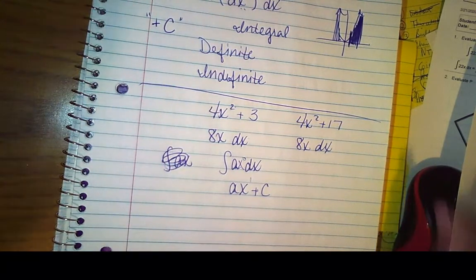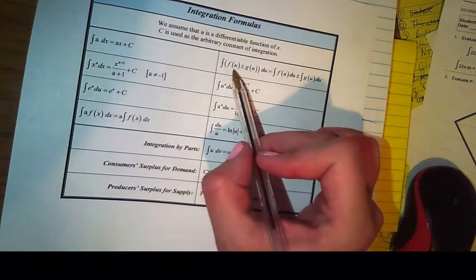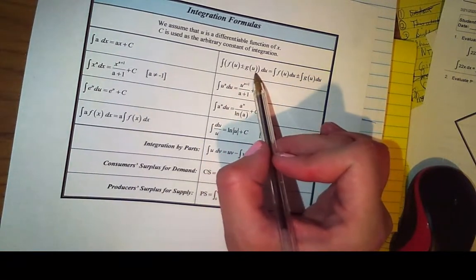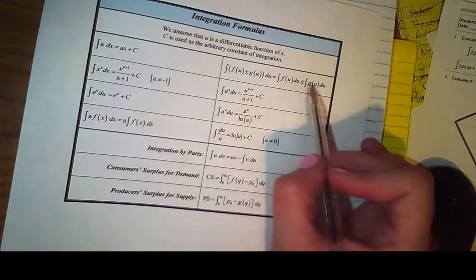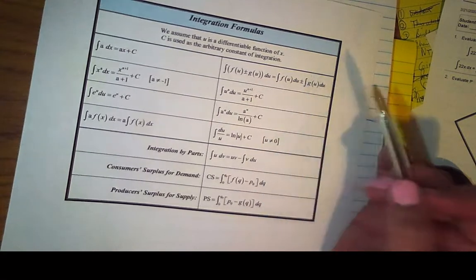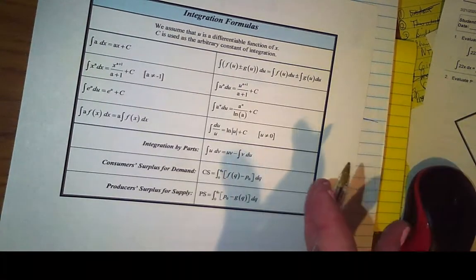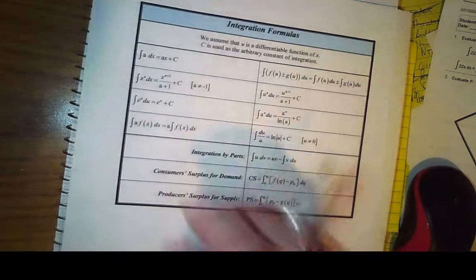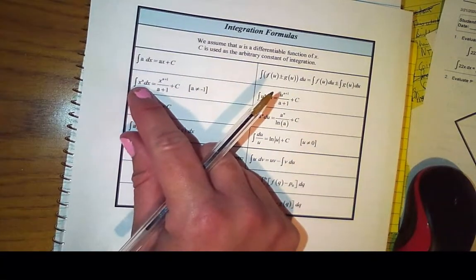All right, another thing that you need to know is this says if I have a function plus or minus another function, I can separate it out and do it term by term. So just like when I took derivatives term by term, I can integrate term by term. And then this is essentially what I just told you that we're going to do.